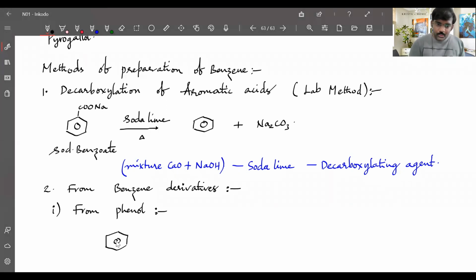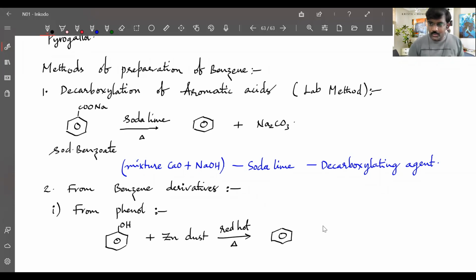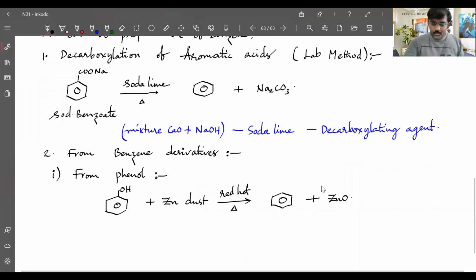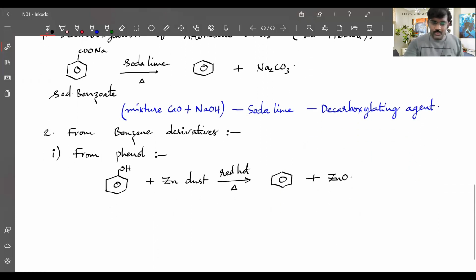So this we are going to heat with zinc dust. We are adding zinc dust and heating it till it becomes red hot, so that means a very high temperature. Then that phenol will become benzene because reduction is taking place because of zinc, and that zinc metal will get oxidized because it is a reducing agent. So it will get oxidized to zinc oxide. So that will be the process.